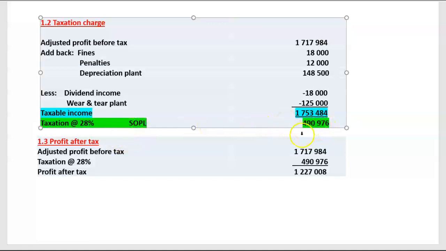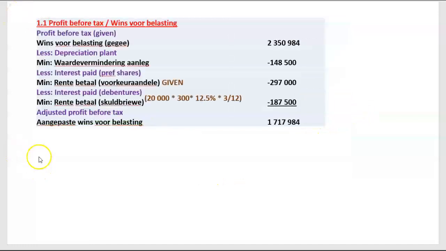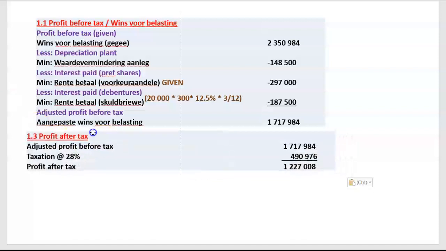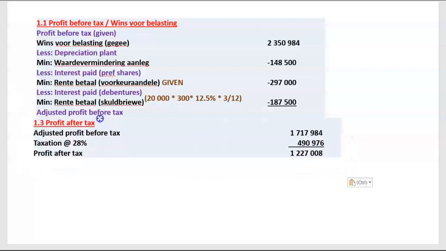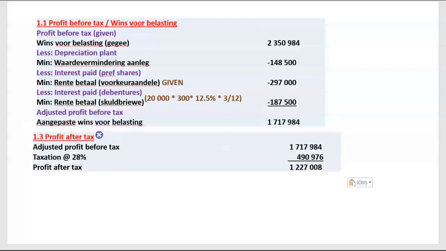So 490,766, which equals 28% of my taxable income, that will go to my income statement. So my profit after tax, I actually want to copy this back here. My profit after tax is now going to start there. Profit before tax, 1,717,984. Less taxation, 490,976. Profit after tax, 1,227,008.